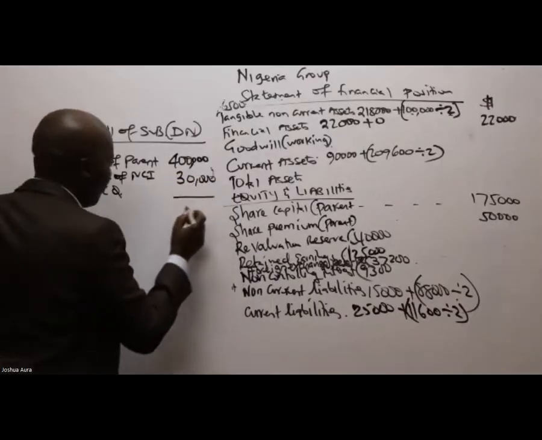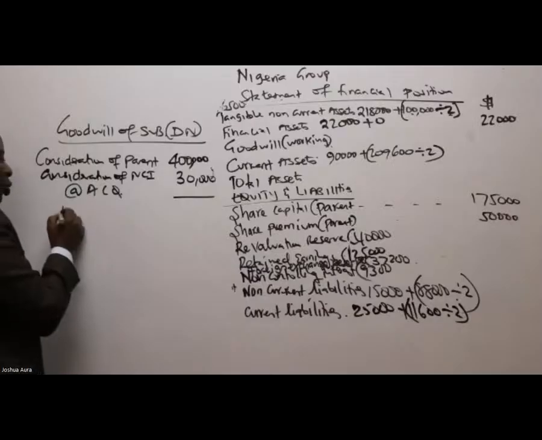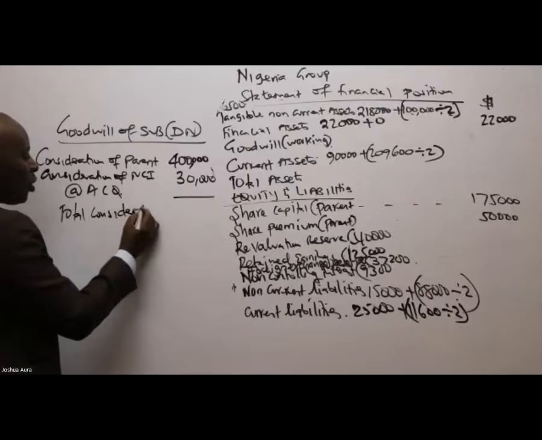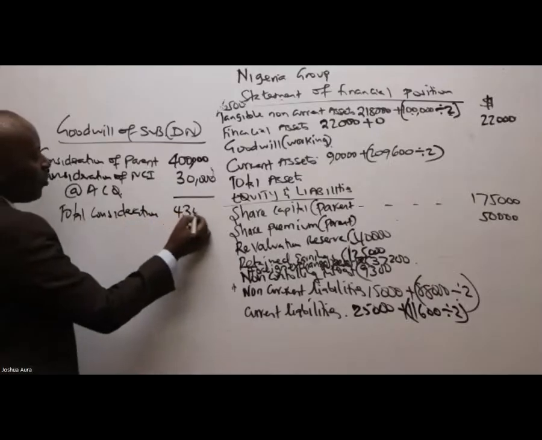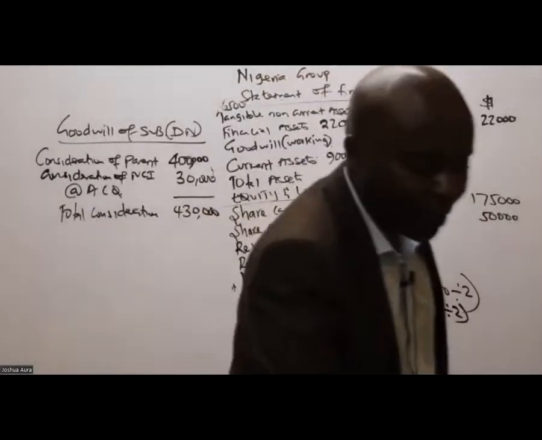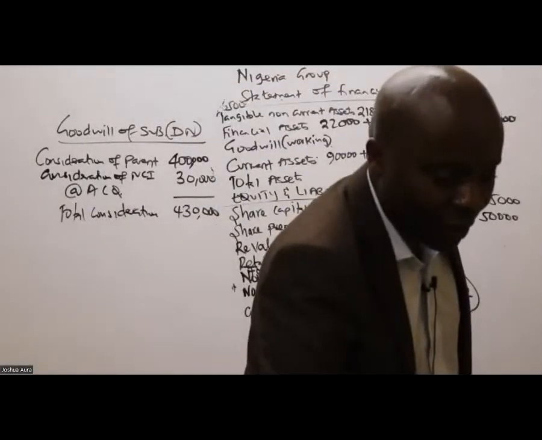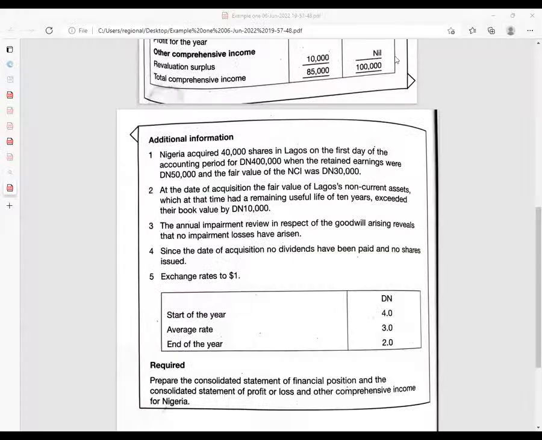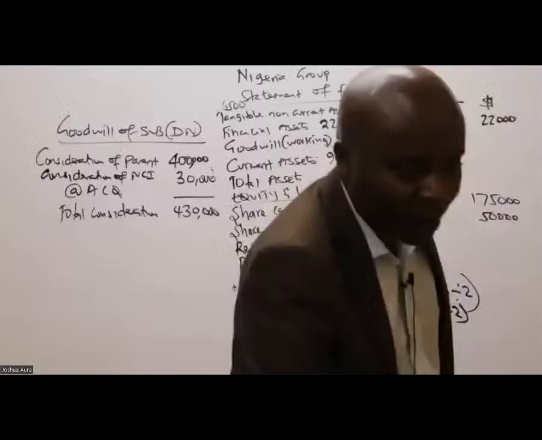So come and give us the total consideration. That will be 430,000. Is it 30 or 50? Let me check again. Yeah, it's 30, thank you very much.